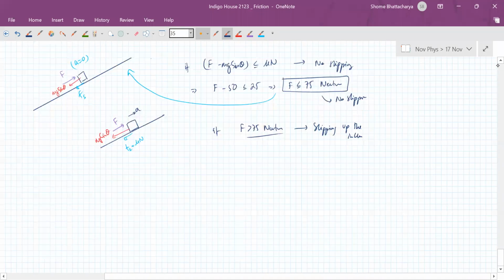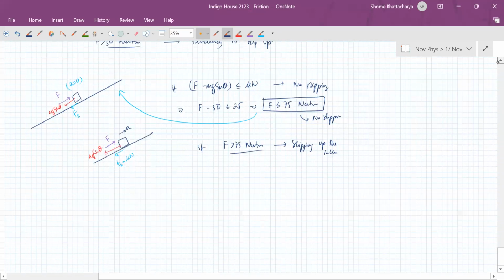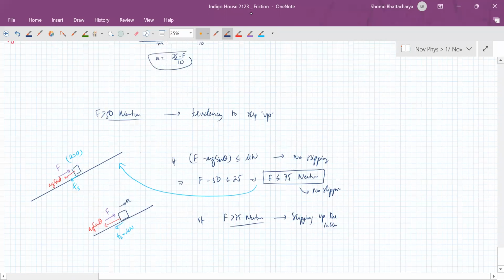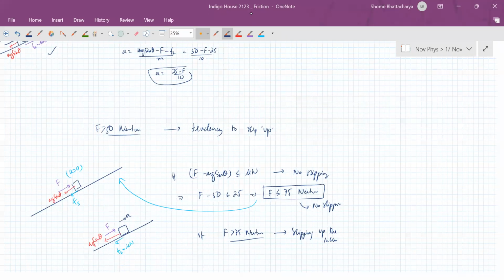So the minimum force we need, like a limiting value, for it to slip up the inclined plane is a force slightly greater than 75 newtons. Even exactly at 75 newtons, it will not slip. So Krish, your answer is correct. The force should be greater than 75 newtons.